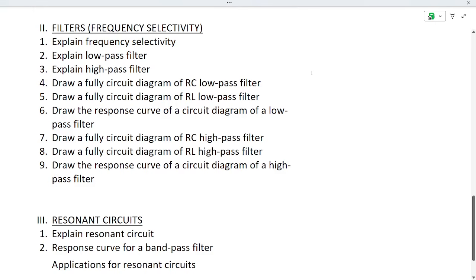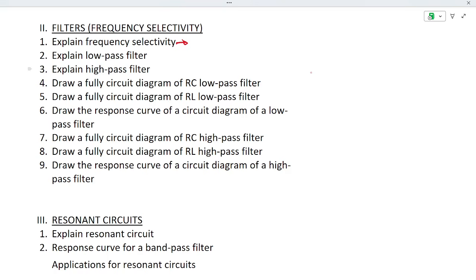Explain frequency selectivity. You should be able to explain this. This is the easiest thing you can ever explain. You can lose those 2 marks. They always come as 2 marks. What do you understand by frequency selectivity? Frequency selectivity is the ability of a circuit to select a certain range of frequencies and reject the others. Verify that with your notes and choose the easiest and simplest way of explaining it for you.